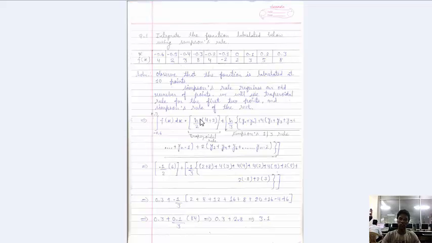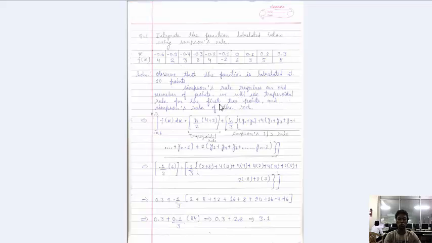Question number 1. Integrate the function tabulated below using Simpson rules. Solution. Observe that the function is tabulated at 10 points. X and fx values are given here in the 10 points. By using Simpson rule, we can solve this question. Simpson rule requires an odd number of points.